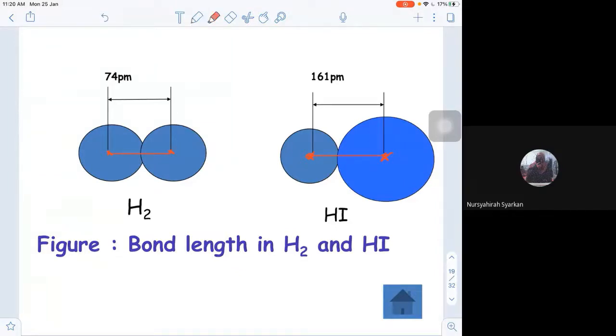Okay, we have the same H atom. This is an H atom, and this is also an H atom. The difference between these two molecules is the second bonded atom, right? This is hydrogen and this is iodine. Obviously this bond is longer because of the bigger size of the atom. This iodine is bigger than this H, so the bigger the size, the longer the bond. So a factor that determines the bond length is the size.